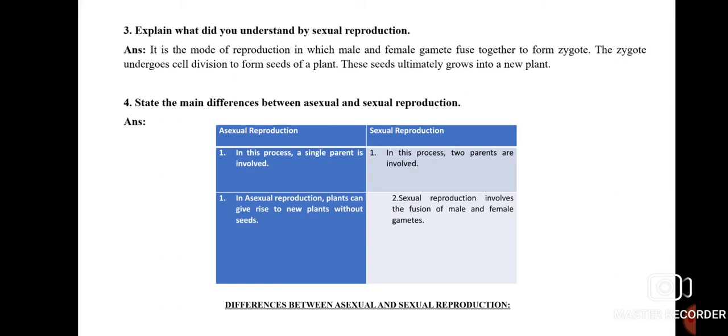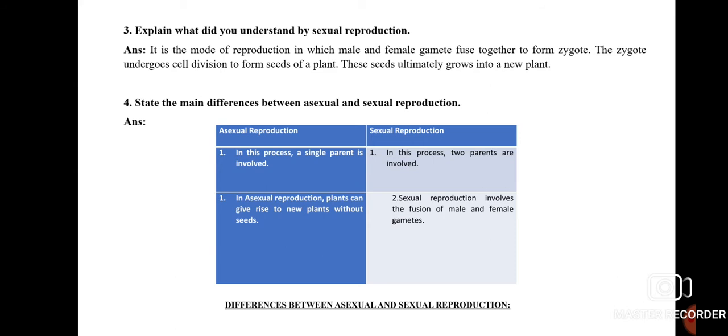Then through several cell divisions, this zygote forms into a seed, and these seeds ultimately grow into a new plant. So ovules are generally transformed into seeds, and since ovules are present inside the ovary, the ovary is transformed into fruit. This is all in detail about sexual reproduction.